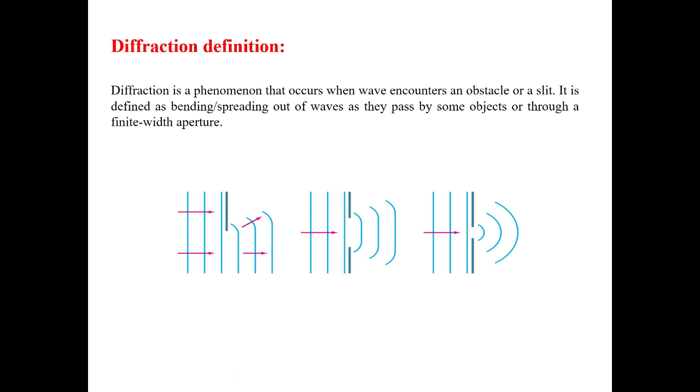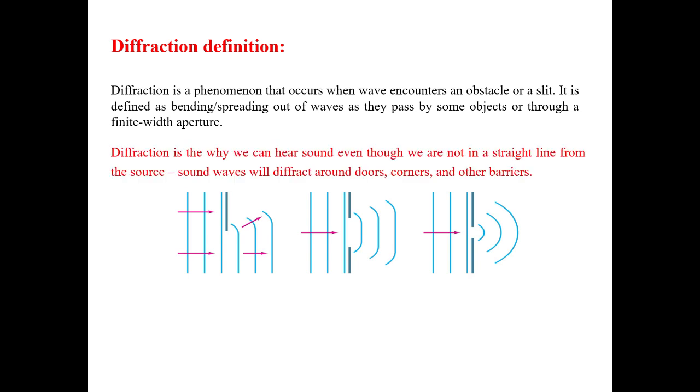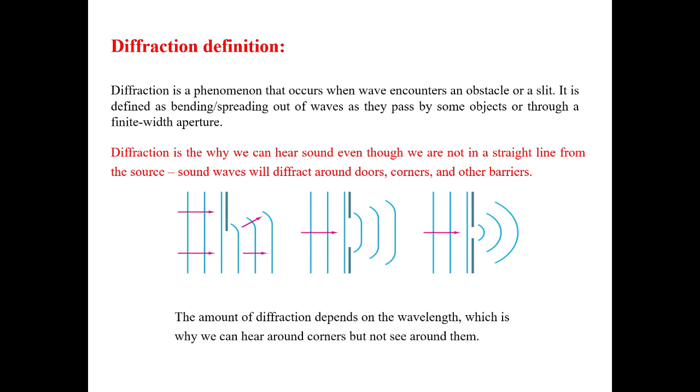The phenomenon of diffraction is defined as the spreading out or bending of light around the edges of an obstacle it encounters while passing through a finite width aperture. It is diffraction of waves due to which we can hear the sound coming from a position hidden from our eyes. The amount of diffraction is a function of wavelength of waves, which is why we can hear around corners but cannot see around them.